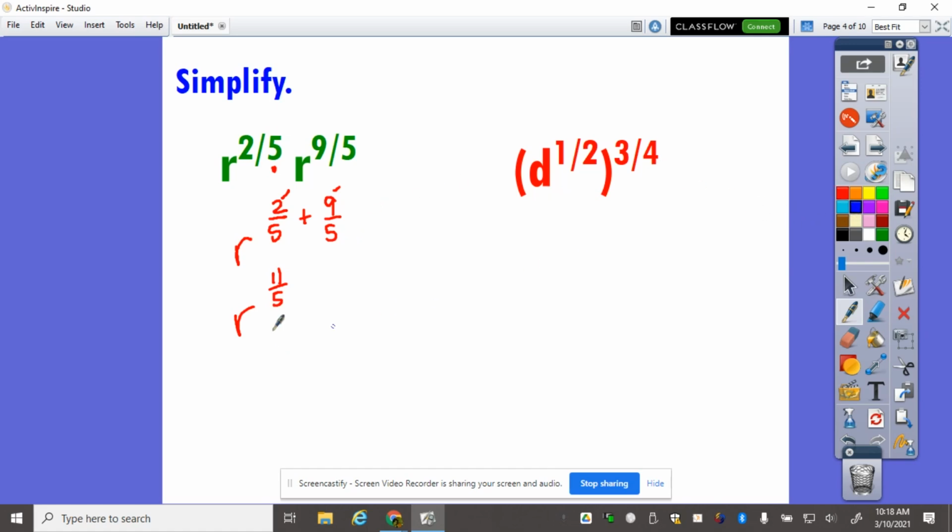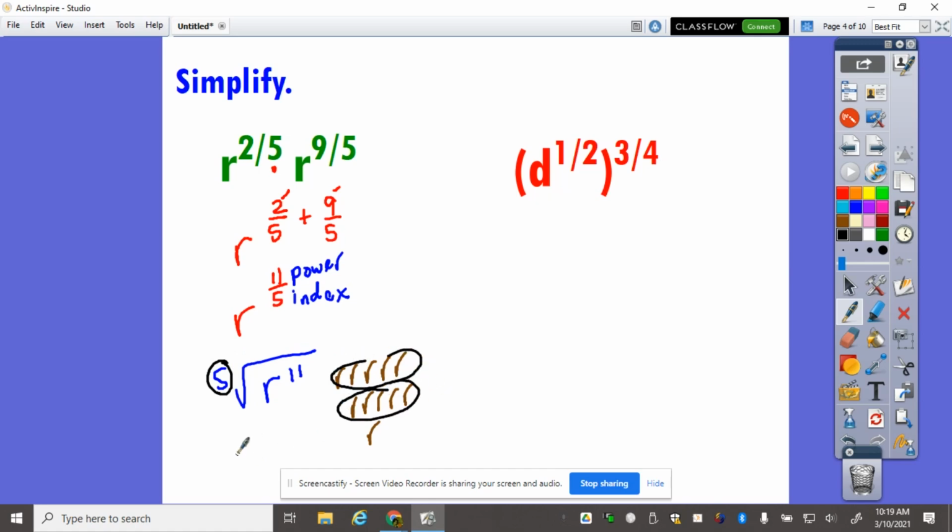Okay, so this is not yet in radical form. Again, that's our index, the denominator, and this is our power. So we end up with the fifth root of R to the 11. Since there are 11 R's, 1, 2, 3, 4, 5, 6, 7, 8, 9, 10, 11, we have to group them in 5s because the index is 5. So 1, 2. The answer here will be R squared, because there are two groups of 5 R's, and a fifth root of R by itself. And that's the answer there.